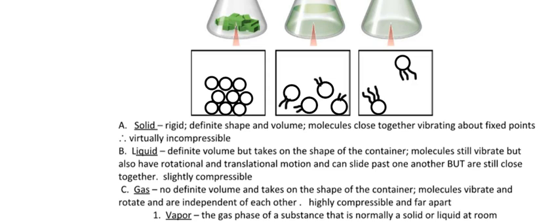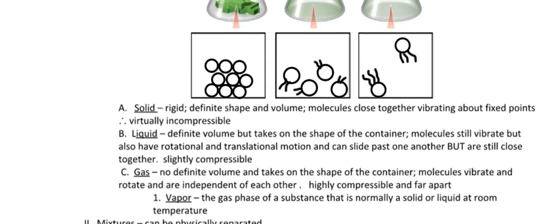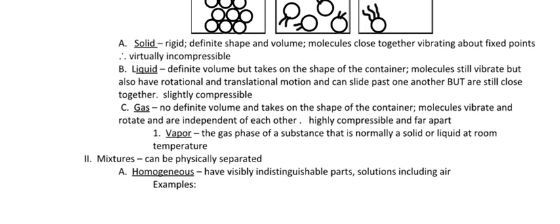We have one more term here, vapor. Vapor is a gas phase of a substance that is normally a solid or liquid at room temperature. Kind of like if it rained and you have a puddle outside, what's going on there? Well, hopefully you know that it's not boiling outside, so those liquid molecules are still going to evaporate into the gas phase. Let's go on and talk about mixtures.